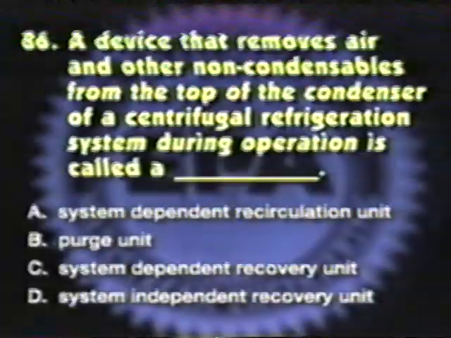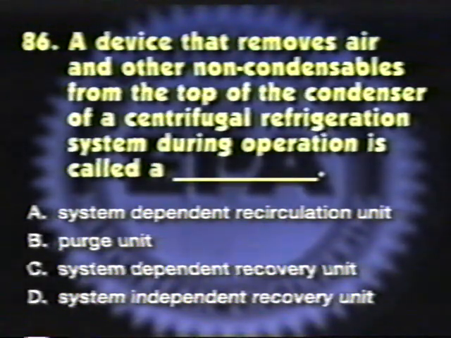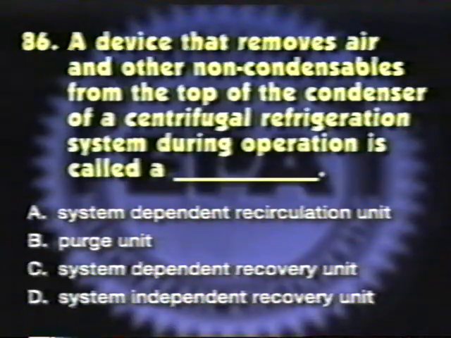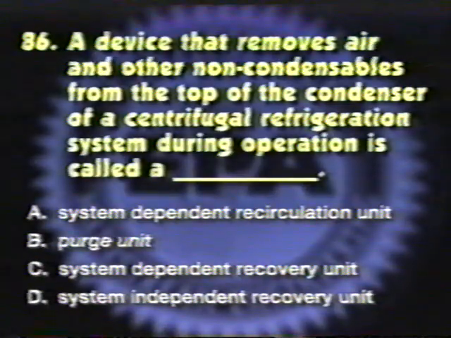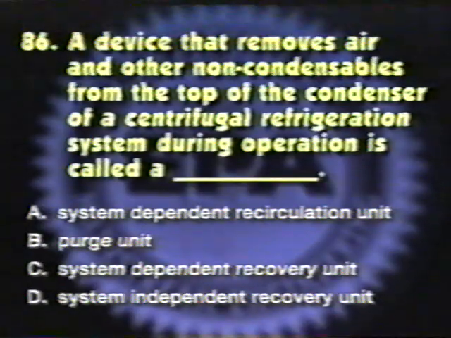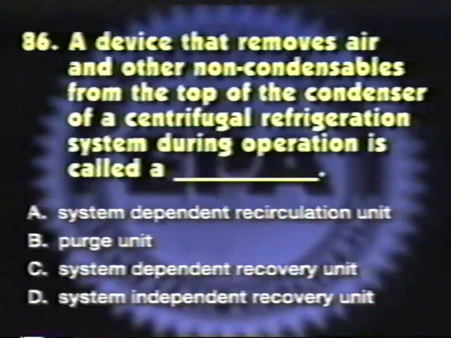A device that removes air and other non-condensables from the top of the condenser of a centrifugal refrigeration system during operation is called a: A. System-Dependent Recirculation Unit. B. Purge Unit. C. System-Dependent Recovery Unit. D. System Independent Recovery Unit.